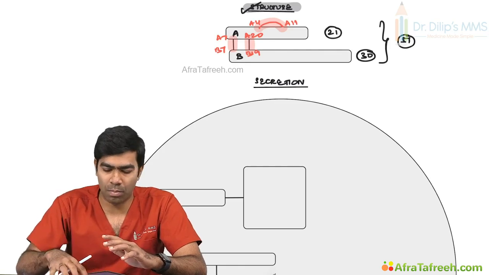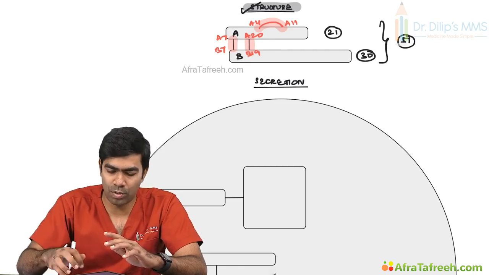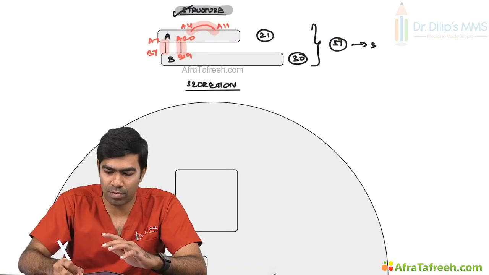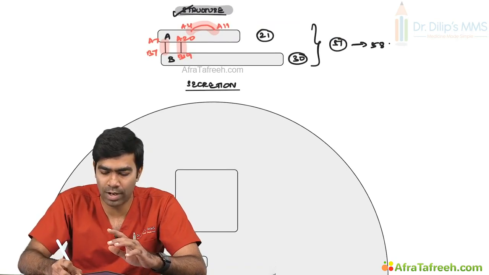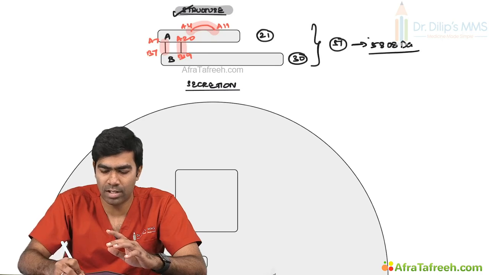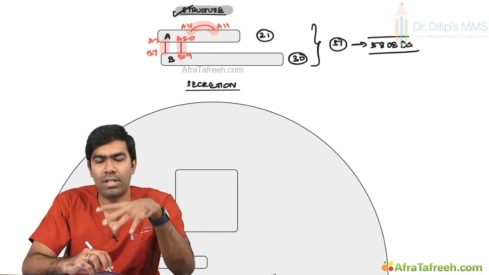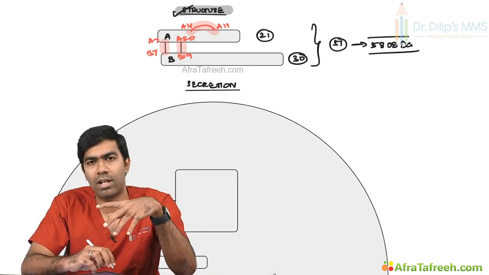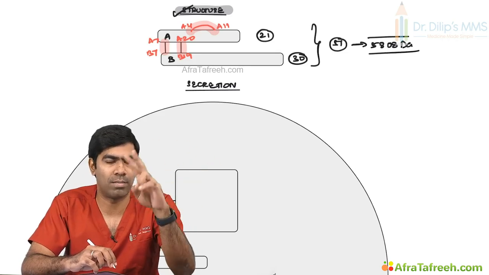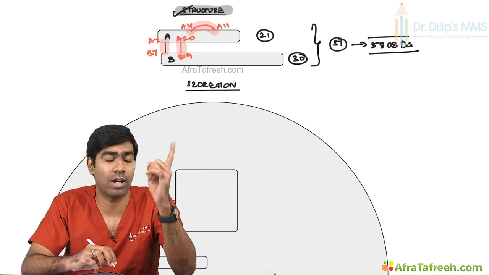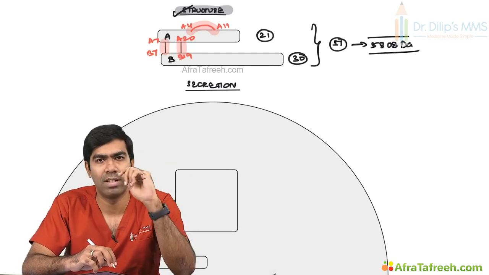And the total molecular weight of the insulin molecule is considered to be somewhere around 5.8 kilodaltons, or 5,808 daltons to be precise. So final take home point: insulin has an A chain and a B chain, A chain 21 amino acids, B chain 30 amino acids, two disulfide bonds between the A chain and B chain, and one intra-chain disulfide bond within the A chain itself.